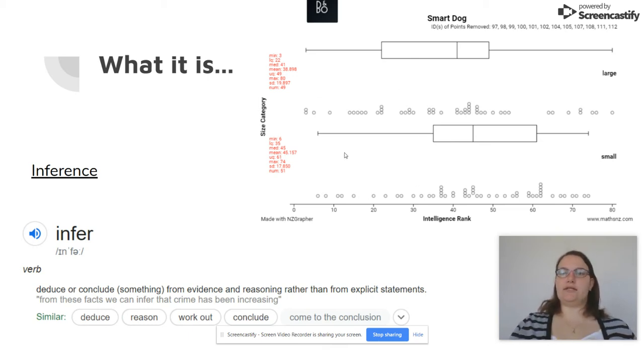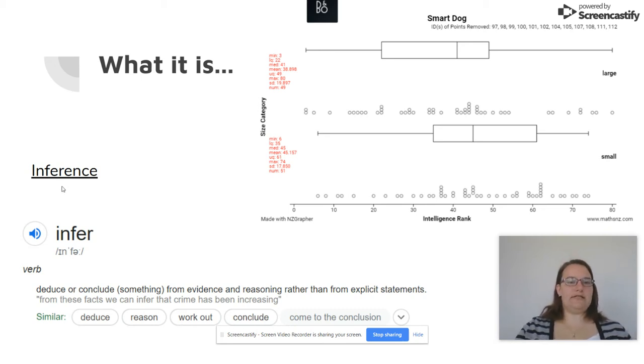This one here is looking at the intelligence ranking of dogs and what their size category is. So I'm comparing large dogs and small dogs. I want to know if larger dogs are actually smarter than smaller dogs or have a better intelligence ranking. Now I use the word better here because I could use the word lower. Lower means better in this case. So you have to have that kind of question that you're trying to answer. That question is what we call an inference statement.